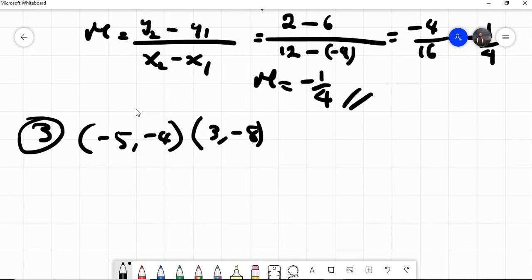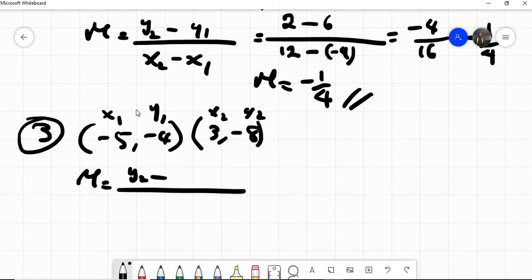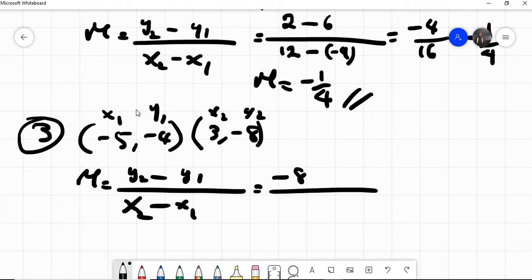So example 3 says this one. We're gonna mark our first x1, y1, x2, y2, and then we're gonna write our slope formula. m equals y2 minus y1 over x2 minus x1, which is, then our y2 is going to be negative 8 minus 4, and then this one is going to be 3. Our x2 is 3 minus minus 5.